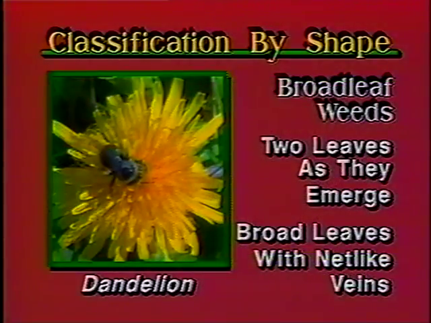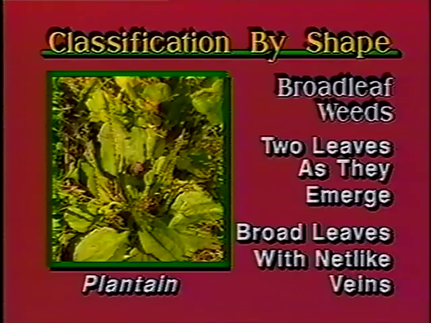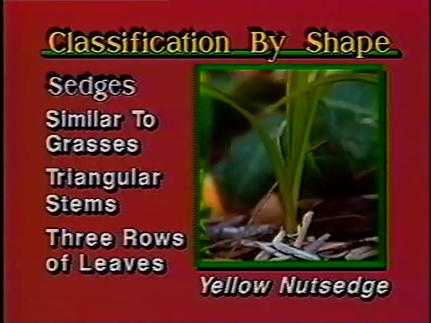Broadleaf weeds have 2 leaves as they grow from seed, and mature plants have broad leaves with net-like veins. Dandelions and plantain are examples of broadleaf weeds. Sedges are similar to grasses, except that they have triangular stems and 3 rows of leaves. Yellow and purple nutsedge are examples.